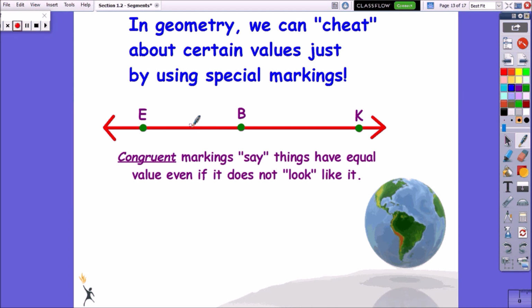So what I can do is I could put a little marking about right here, normally where I would see a number if I had a numerical value. So go about right in the middle between E and B and just put a little vertical mark right there. And then we would go put this same mark on our other segment that we want to say is equal. Okay? So if B was in the middle, then from B to E would be the same length as it was from B to K.